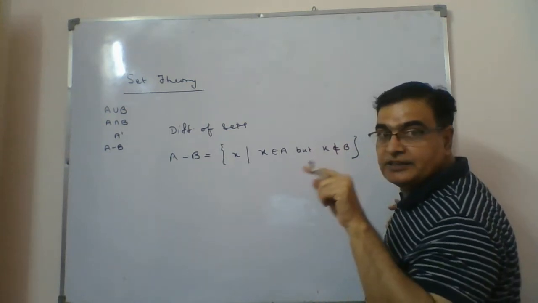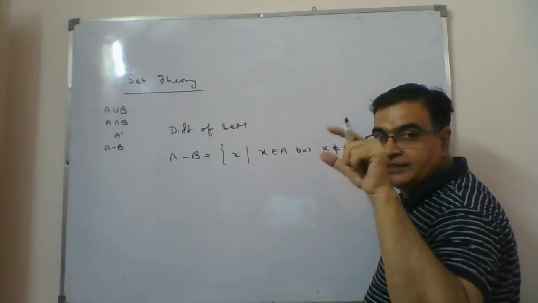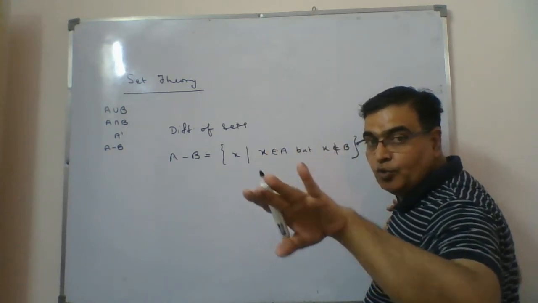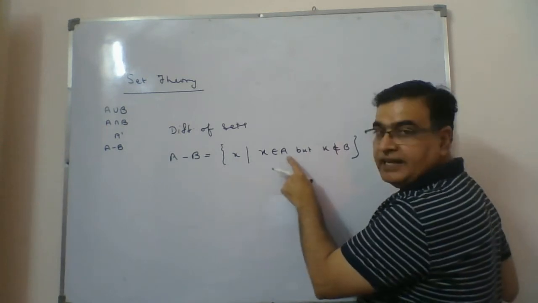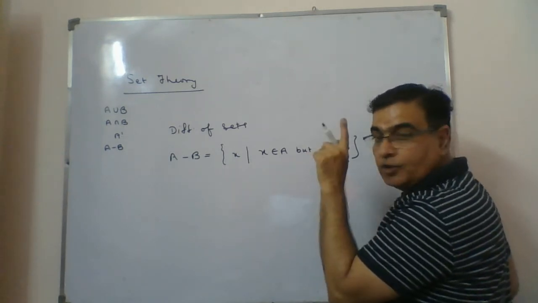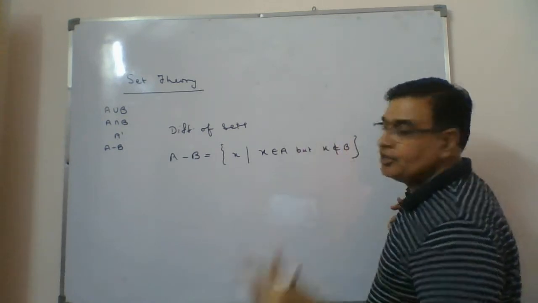So we are concerned about the set A. Whatever elements are in set A, from that we remove those elements which are shared by B. We say X is an element of A, and we are taking only those elements which are not in B, or which are not shared by B.